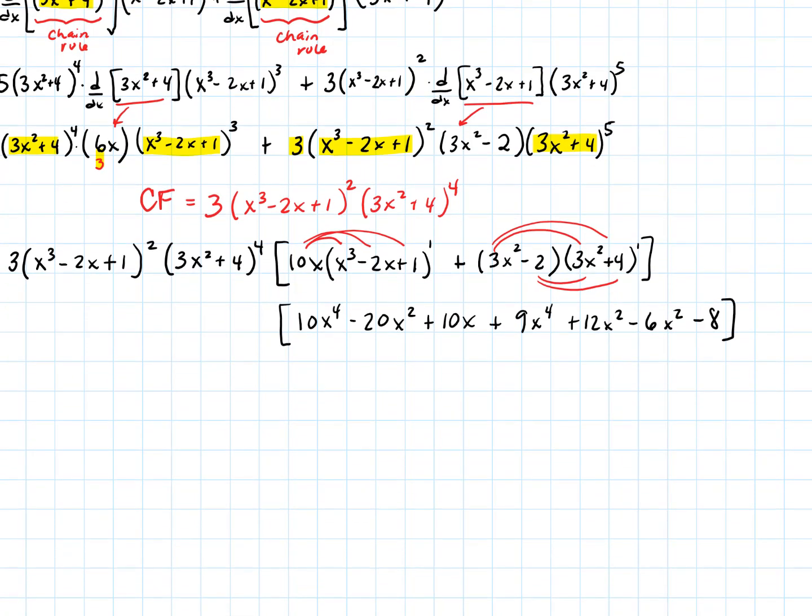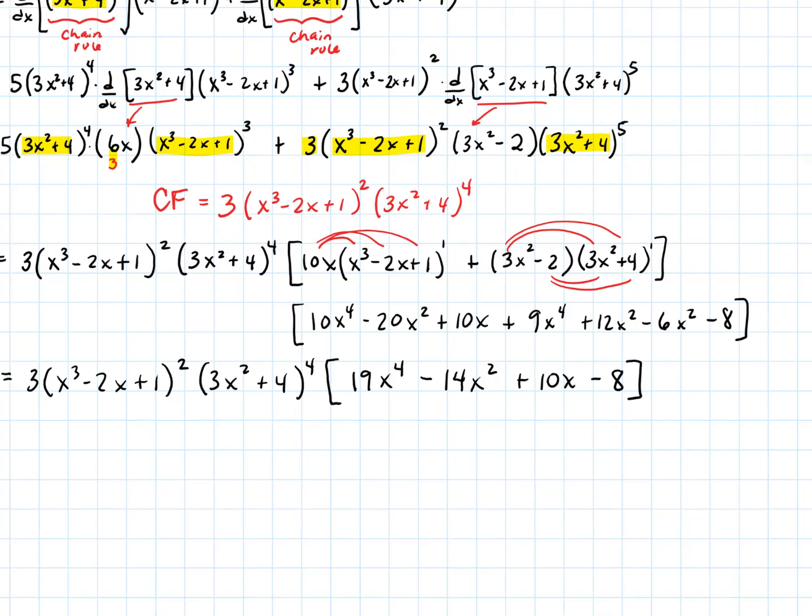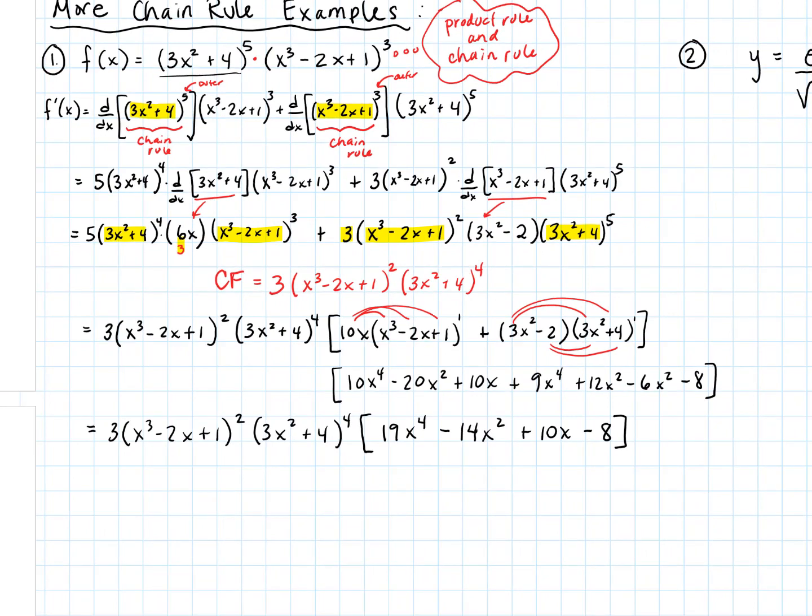And let's just go to the next line for our simplification. So we have 3 times (x cubed minus 2x plus 1) squared times (3x squared plus 4) to the 4th times (19x to the 4th, let's see here, that's a 6x squared minus 14x squared plus 10x minus 8).